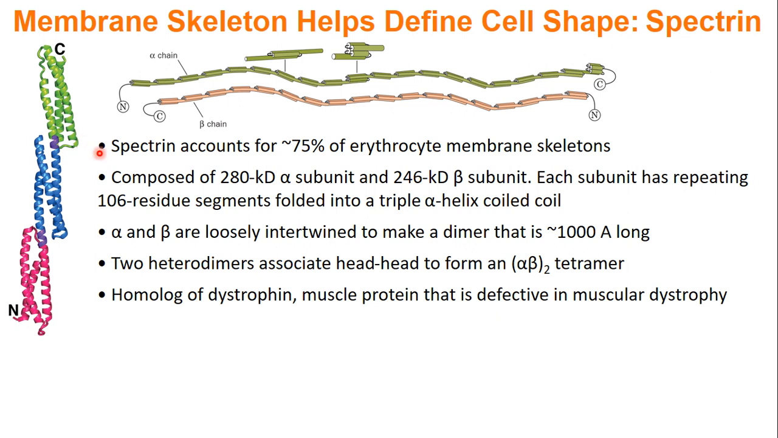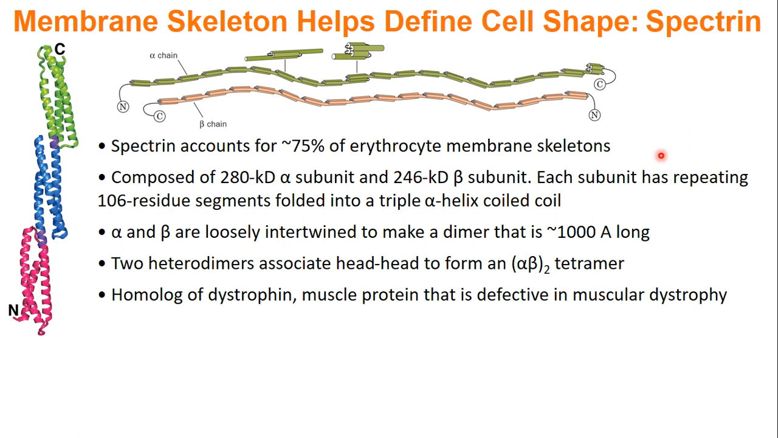The main protein is called Spectrin, and it's called Spectrin because it was found in the erythrocyte ghosts. This is roughly 75% of the erythrocyte membrane skeleton. It's 280 kilodaltons of alpha subunits, as we see here. Alpha helixes, and you have two different subunits, the alpha chain and the beta chain. These have 106 residues, triple alpha helix coiled. So here we're looking at the triple alpha helix coiled, and these will form into the alpha chain and the beta chain. These two chains will wrap around each other to get a dimer that's roughly 1,000 angstroms long.